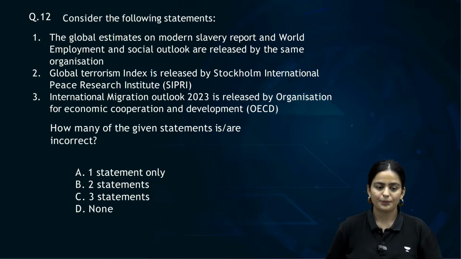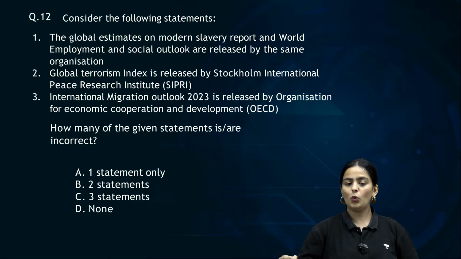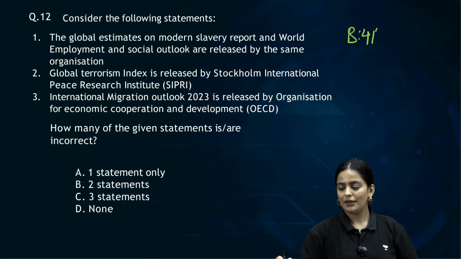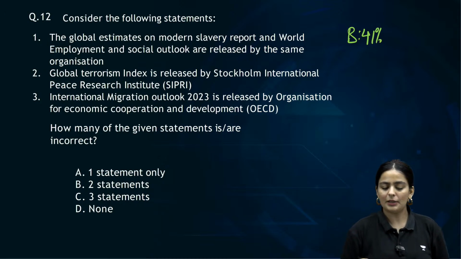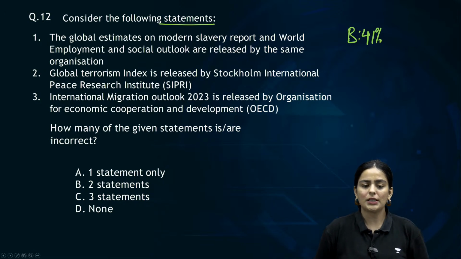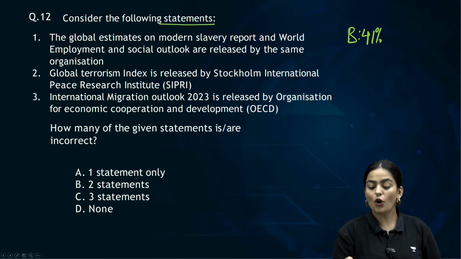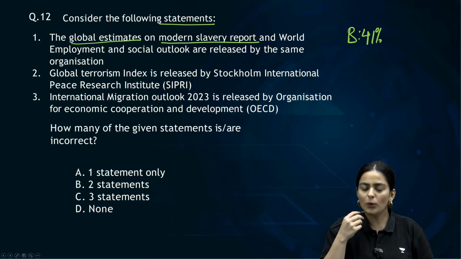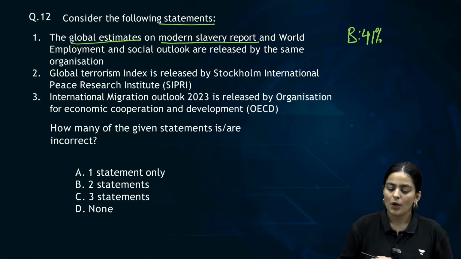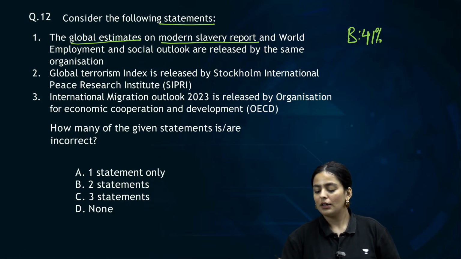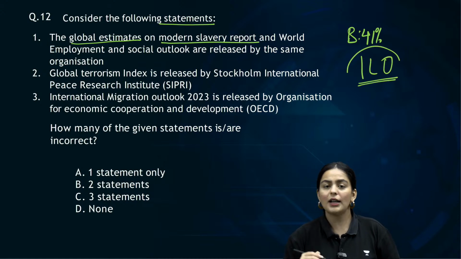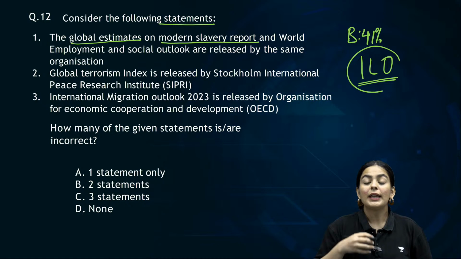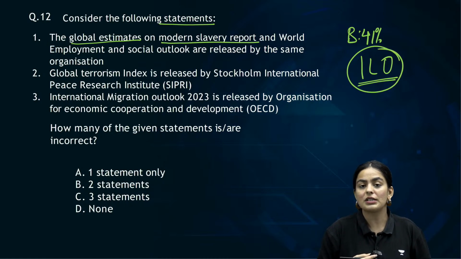Let's discuss this. Most of you have voted for B. Consider the following statements. The global estimates on modern slavery report. Basically, one way of understanding this is when you're talking about ILO, International Labour Organization, it will dive into reports.